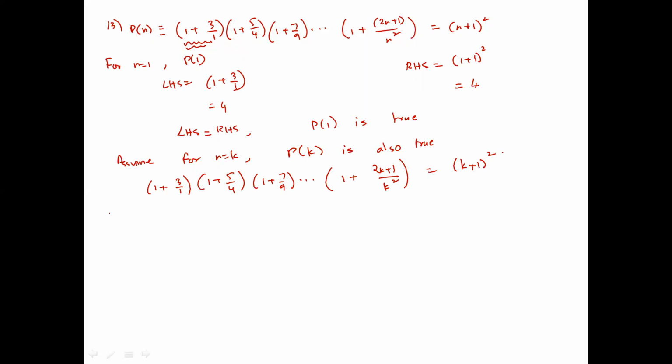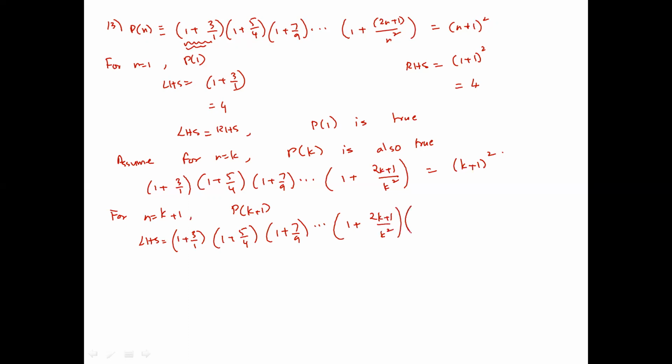Okay. Now, we will take for n equal to k plus 1, P of k plus 1, but we will take only LHS. So, I will write 1 plus 3 by 1 into 1 plus 5 by 4 into 1 plus 7 by 9, and so on. First, I will put n as k, so I will have 1 plus 2k plus 1 by k squared. Now, into that I will put n as k plus 1.